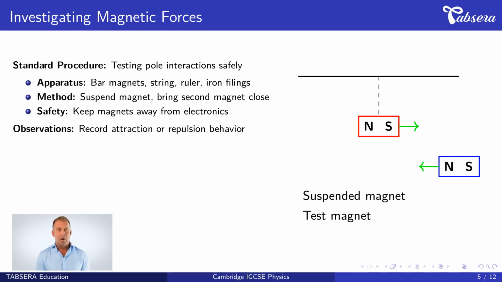First, suspend one bar magnet horizontally using string so it can rotate freely. Second, bring the second magnet close to different poles of the suspended magnet. Third, observe and record whether attraction or repulsion occurs.